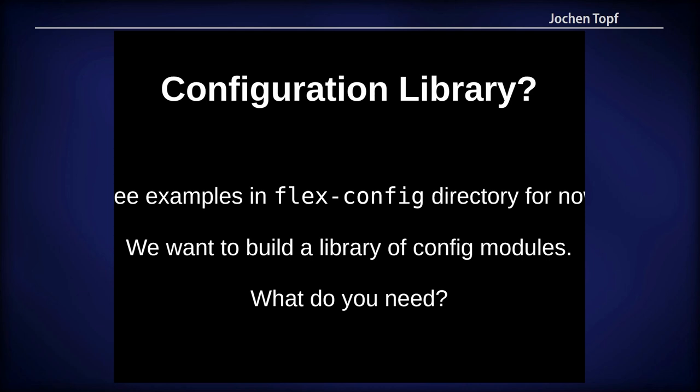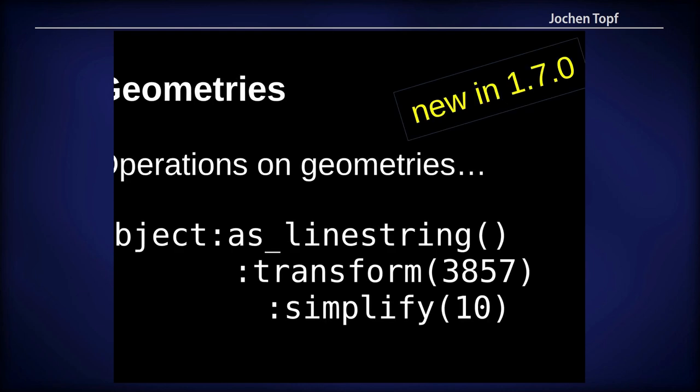For now, if you want to find out about different ways of doing these Lua configurations and conversions, look in the flex config directory in the repository. But we want to build a library of modules so that you don't have to write all of these things yourself. I mean, everybody needs the max speed and the direction of the viewpoints and all that. So we are thinking about creating a library out of that, and it's not quite clear exactly how this is going to look like. But yeah, please contact me and tell us about your needs. And so this is something we want to do.